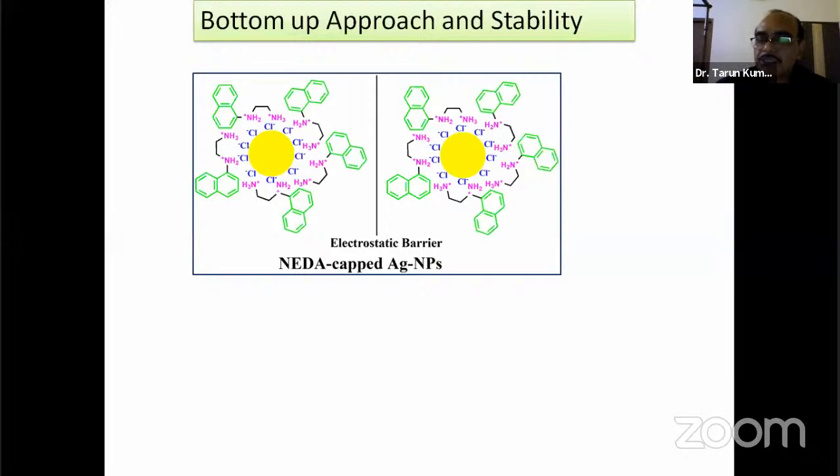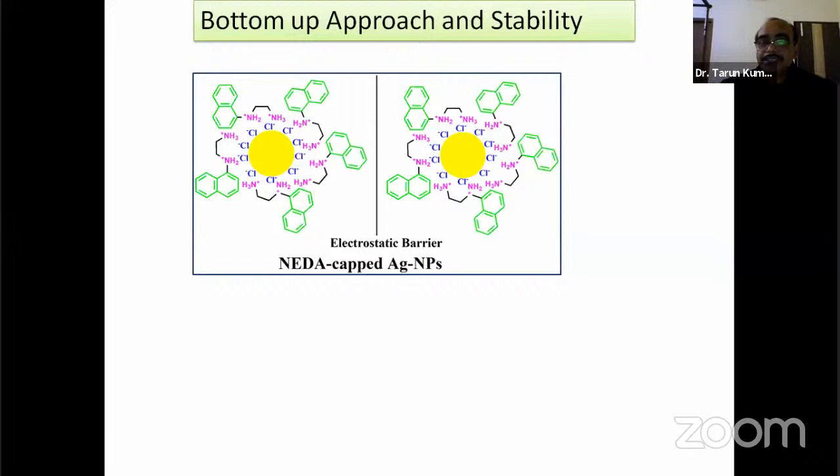Different types of molecules you have used may be carrying a positive charge or a negative charge. They will adsorb onto the surface of the nanomaterials, and when they adsorb, the particles get charged, maybe positive or negative.